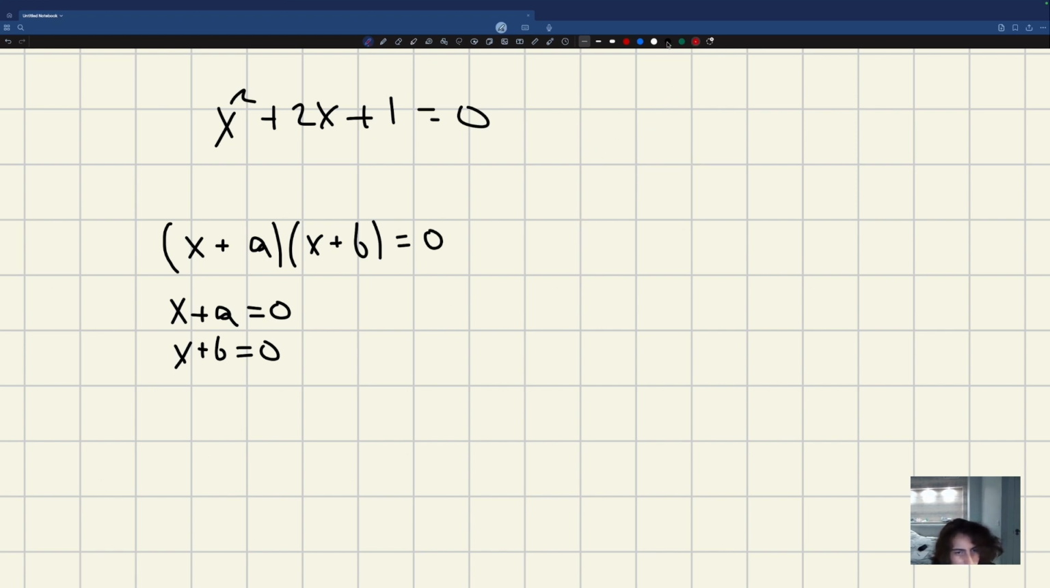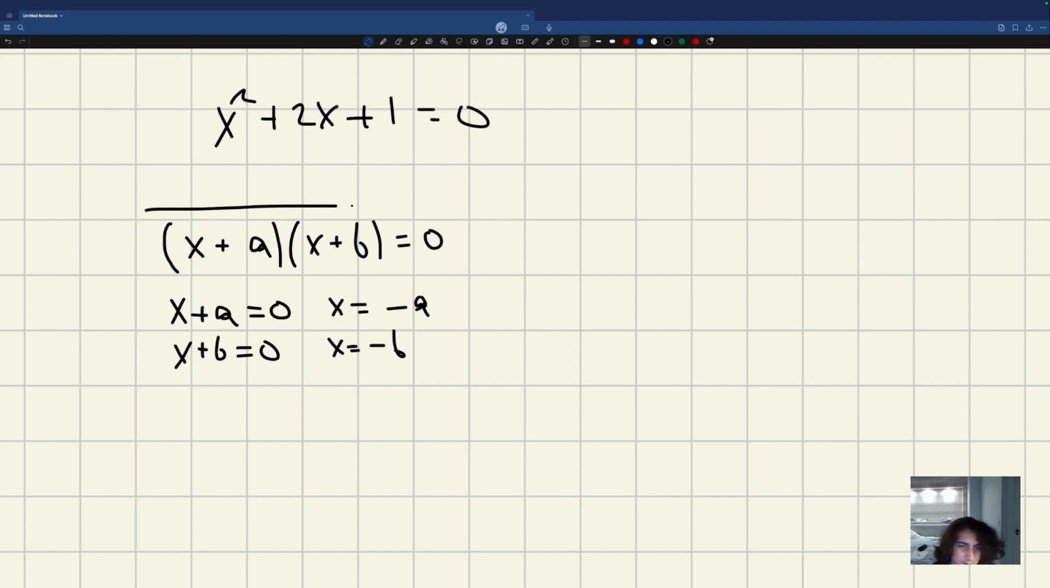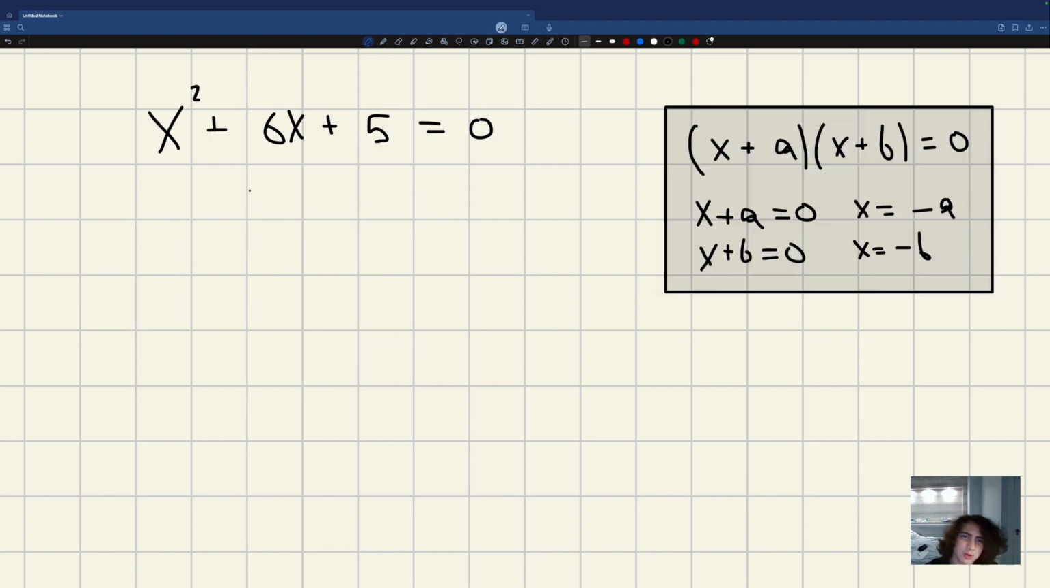We get that x is equal to negative a and that x is equal to negative b. Now, this I will just put in a little box because it will become incredibly important as we are solving. But how do we factorize? There is one big way to factorize.